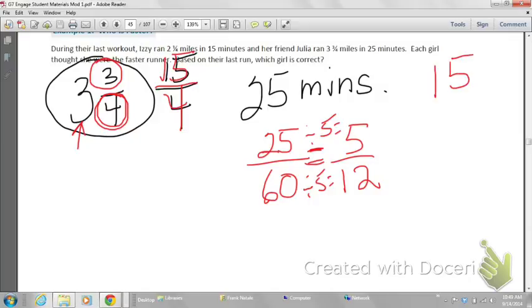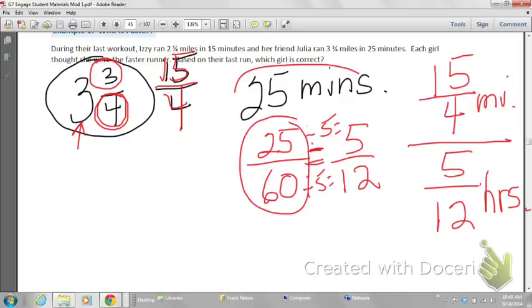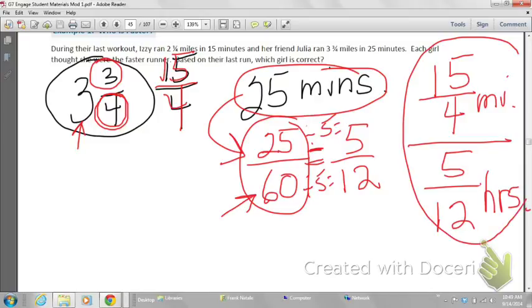So what we're looking at then is 15 fourths miles over 5/12, or sorry, not 5/12 minutes, because we've actually changed this to hours now, because that's why we did that conversion. Remember, when we're turning minutes into hours, we're just creating a fraction, because we need that 60, because the 60 minutes is our whole hour. So 15 fourths miles over 5/12 hours.